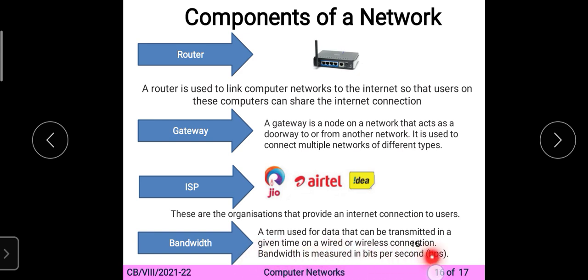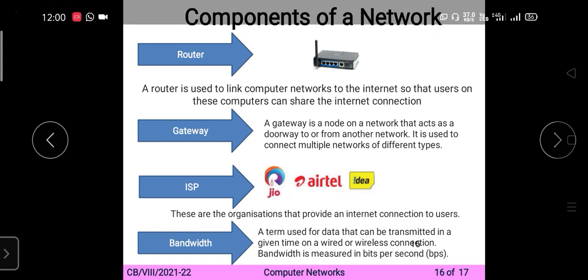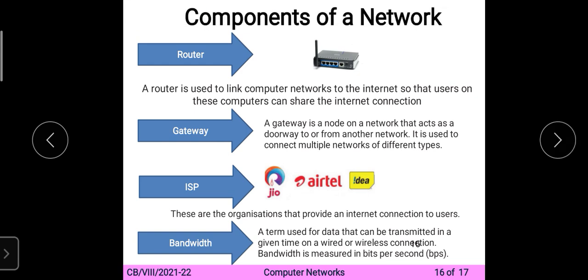Bandwidth is measured in bits per second. Measurement is held in the bps. For example, अभी मैं अपने मोबाइल फ़ोन में दिखा रही हूँ. You can see on the top, यहाँ पे आप देख सकते हो, it's 37.0 kbps. मतलब वो स्पीड दिखा रहा है कि इतनी स्पीड से आप इंटरनेट का यूज़ कर रहे हो.